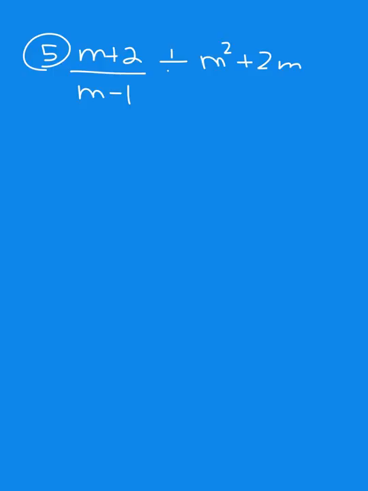In our final problem for today, we have m plus 2 over m minus 1 in our first fraction, neither of which can be factored. My division becomes a multiplication. Now m squared plus 2m is really a numerator, so that's over 1. So I'm going to take the reciprocal. 1 goes on the top now.